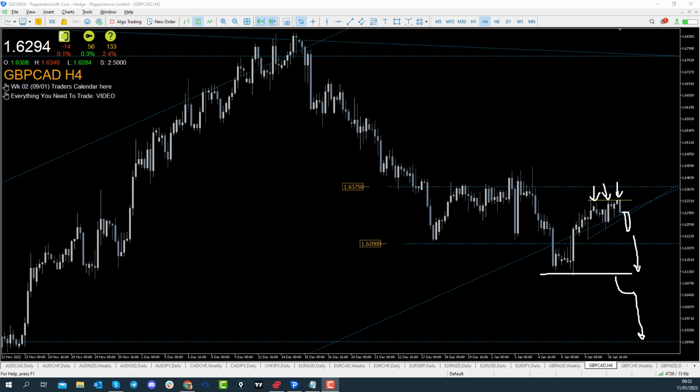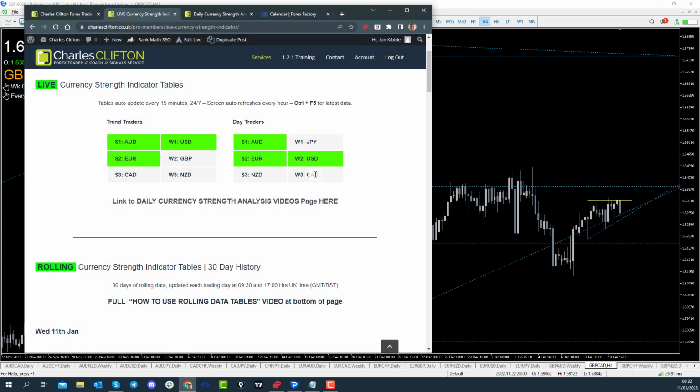Maybe what we need to wait for first on the table side of things is CAD to remove itself from the day trader side of the table and reappear on the strength side. Same with pound. Maybe we need to see pound return to the weak side of the table in order to really see the momentum of the market moving here for us. So that's all I'm going to leave you with today.